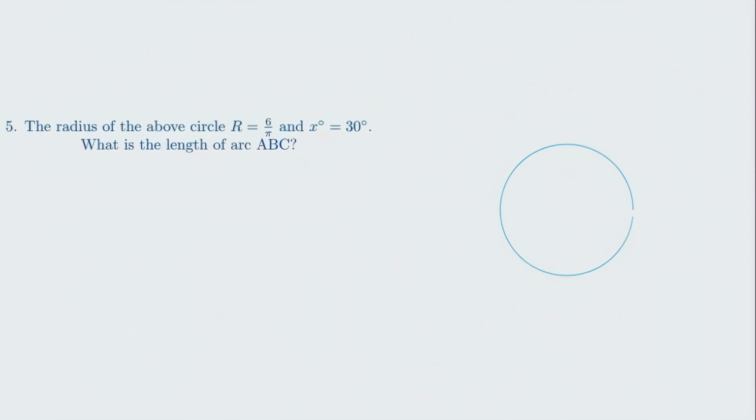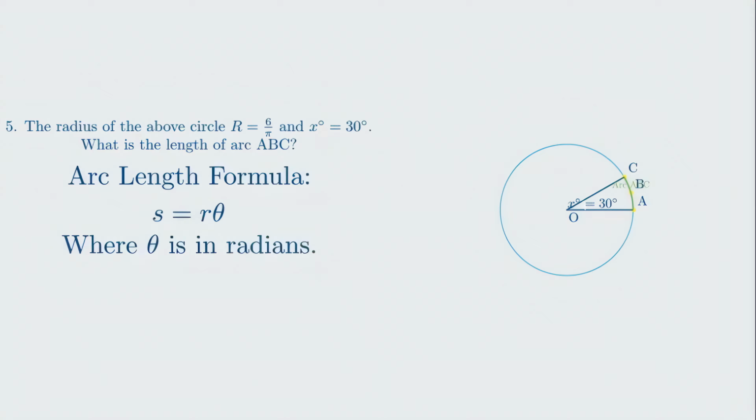Problem 5 dives into geometry, specifically arc length in a circle. We're given a diagram with a circle, a radius of 6 over pi, and a central angle of 30 degrees. We need to find the length of arc ABC. First, we must remember the formula for arc length. It's crucial to work with radians, not degrees. The formula for arc length S is the radius r multiplied by the angle theta in radians.